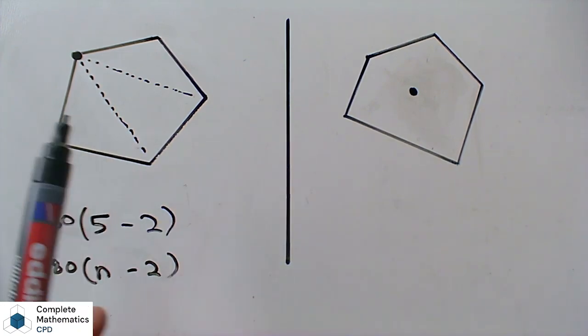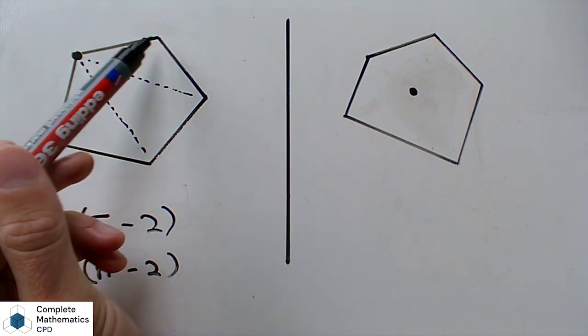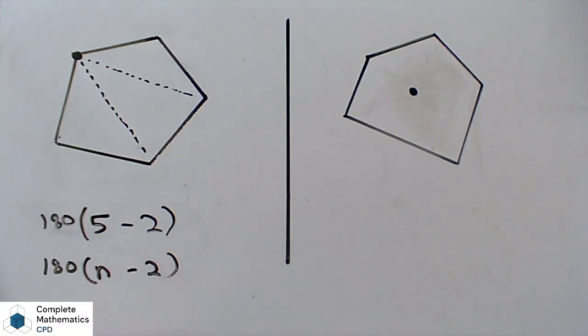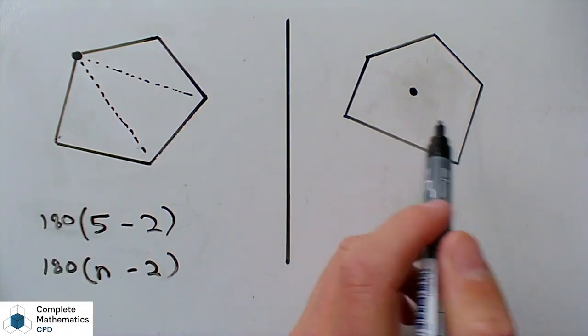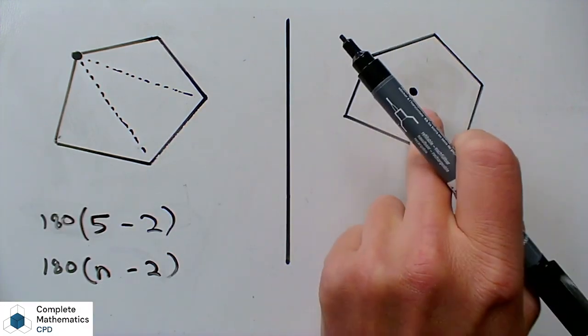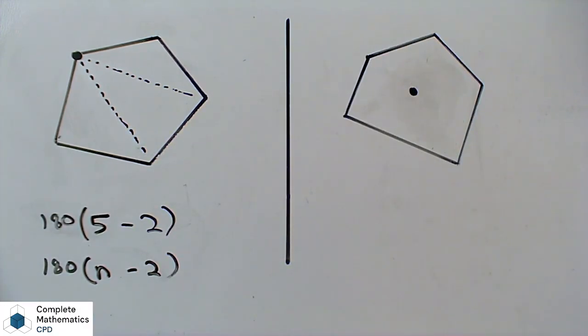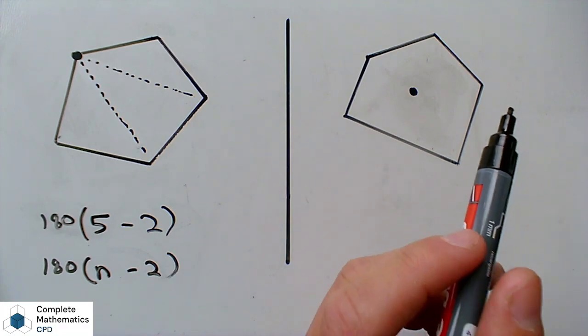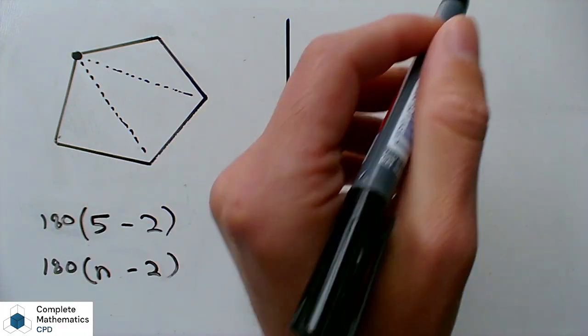Sometimes I find that kids can get confused and just start joining every vertex to every vertex and form loads of triangles. So I do like to show this other alternative method as well. This one relies on just putting a point somewhere in the middle of the shape, and you join a line to every vertex in the shape.